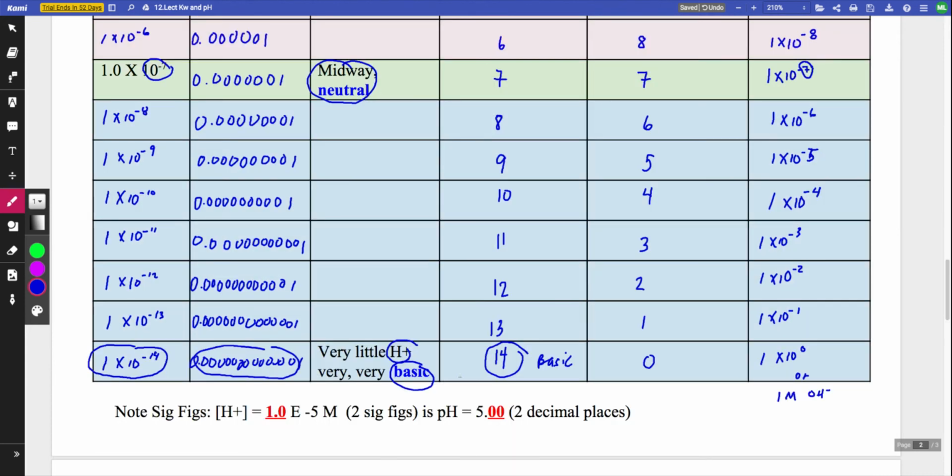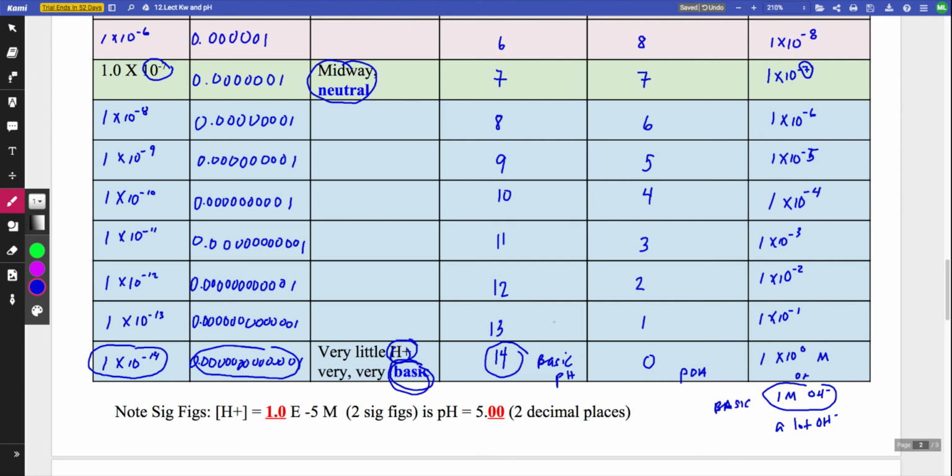So going down here, if pH is 14, then the pOH has to be 0 because these two have to add up to 14. So the molarity is 1 times 10 to the 0 molar, or the same as 1 molar. As you can see, there are a lot of OH minus, which makes this very, very basic. And it is consistent with what we wrote here. It has very little H pluses, therefore it is basic.